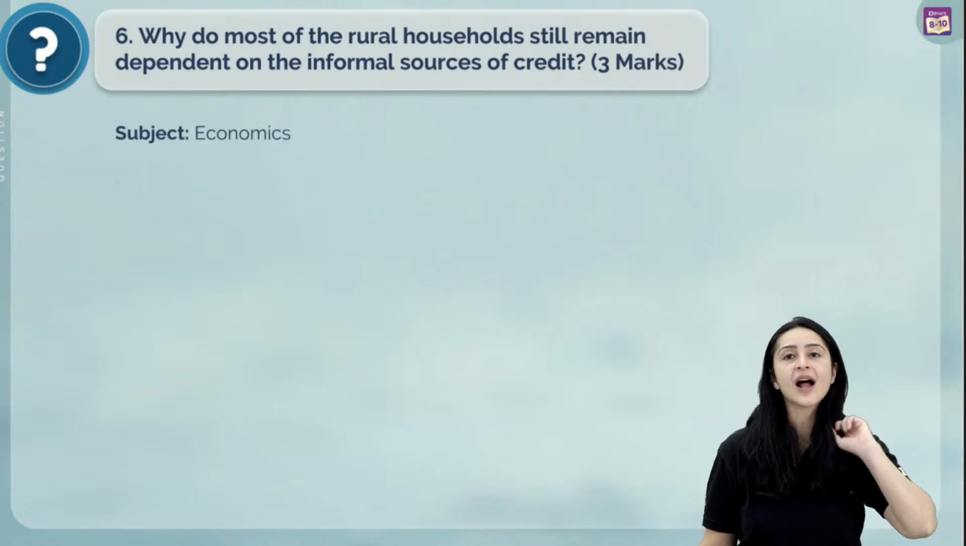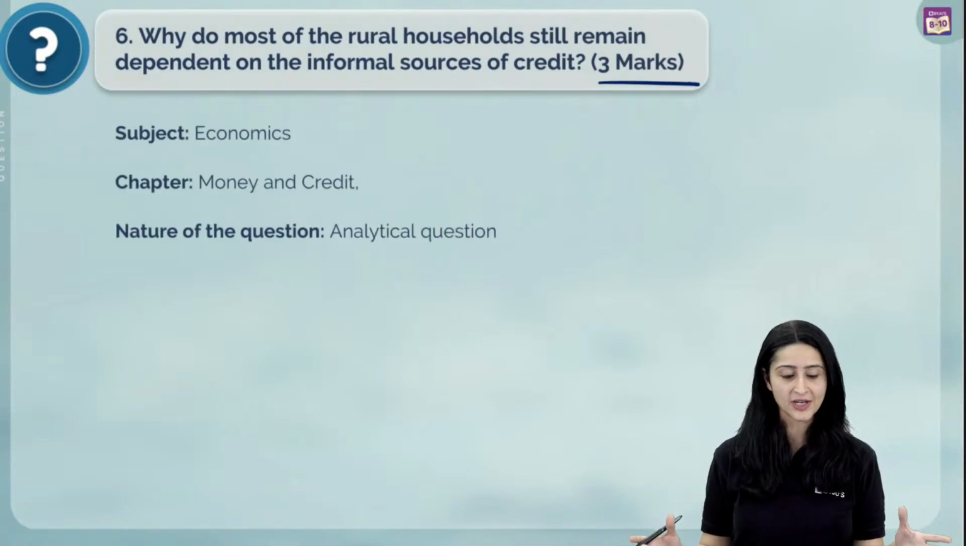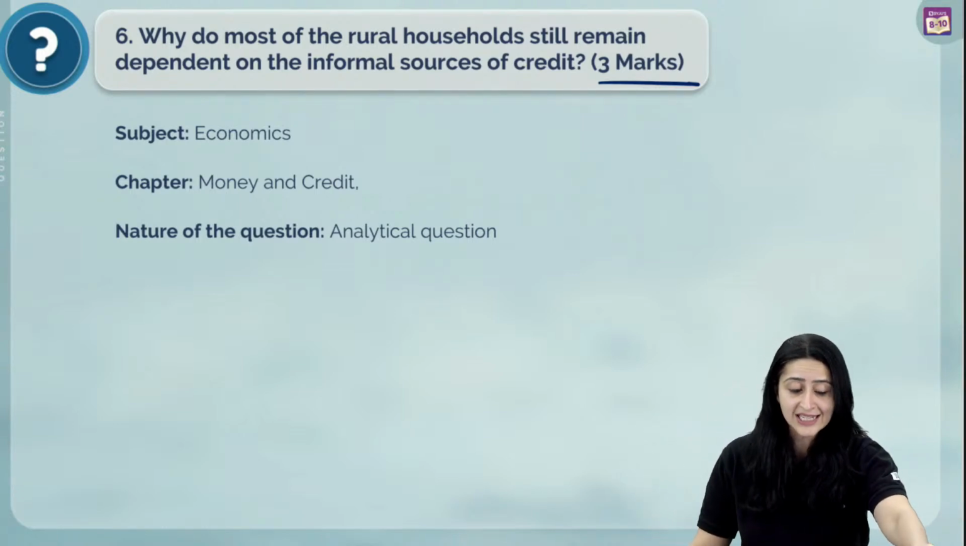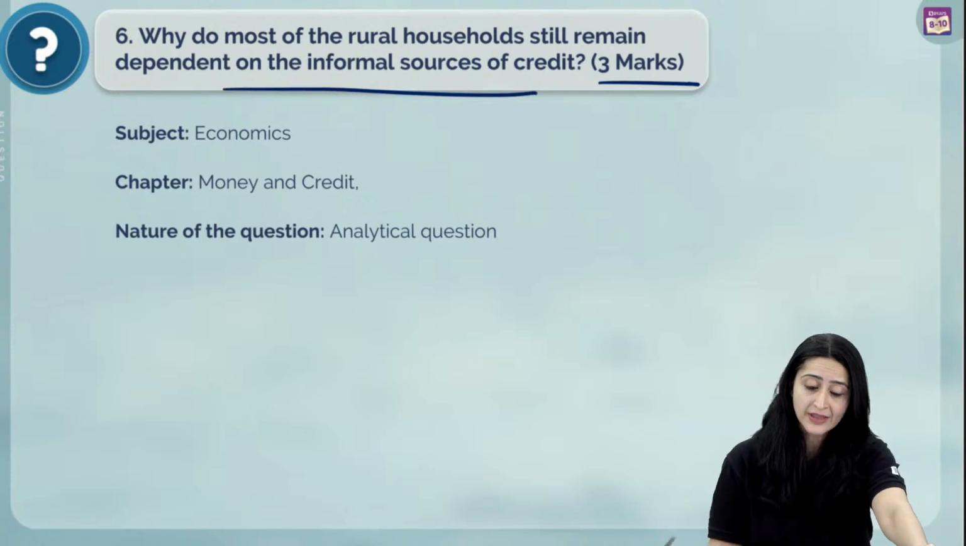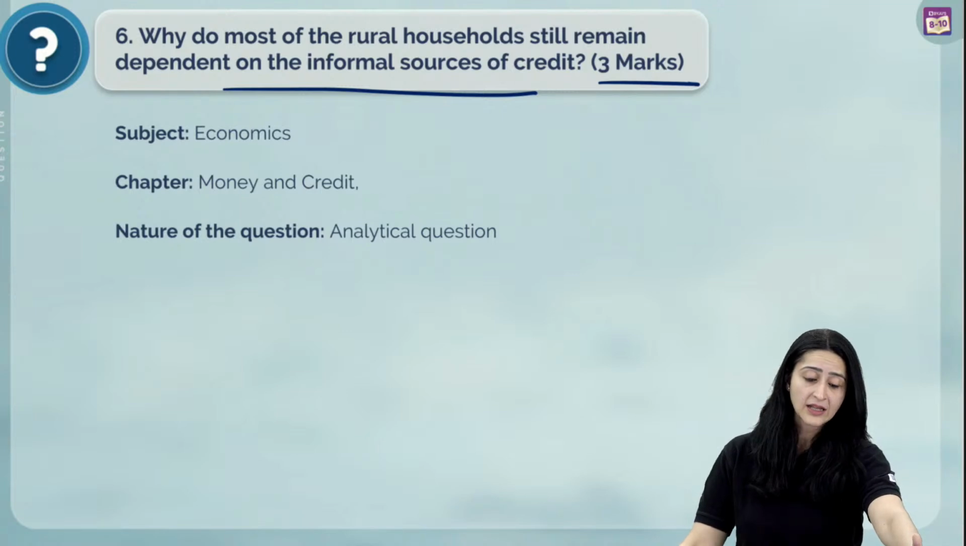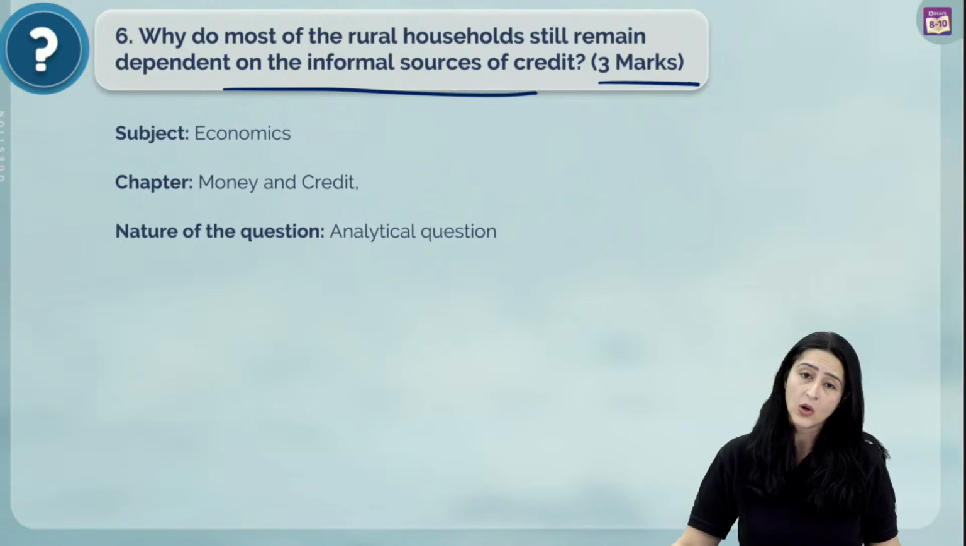We are now on to our 6th question, which is our first 3-mark question. This question says, why do most of the rural households still remain dependent on the informal sources of credit? This is on economics. The chapter is money and credit, and the nature of the question is an analytical question.